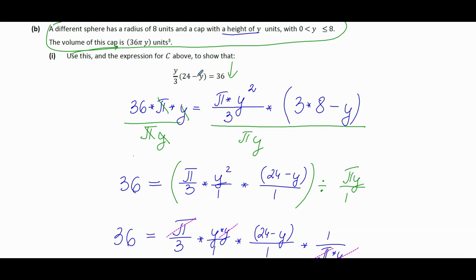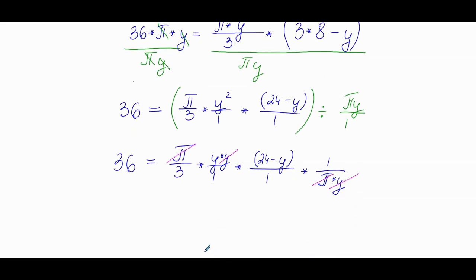So I need to have a bracket 24 minus y. So that's fine, I have that. And then I have to have y over 3. So let's see what we are left over with. So here we have 36 equal.